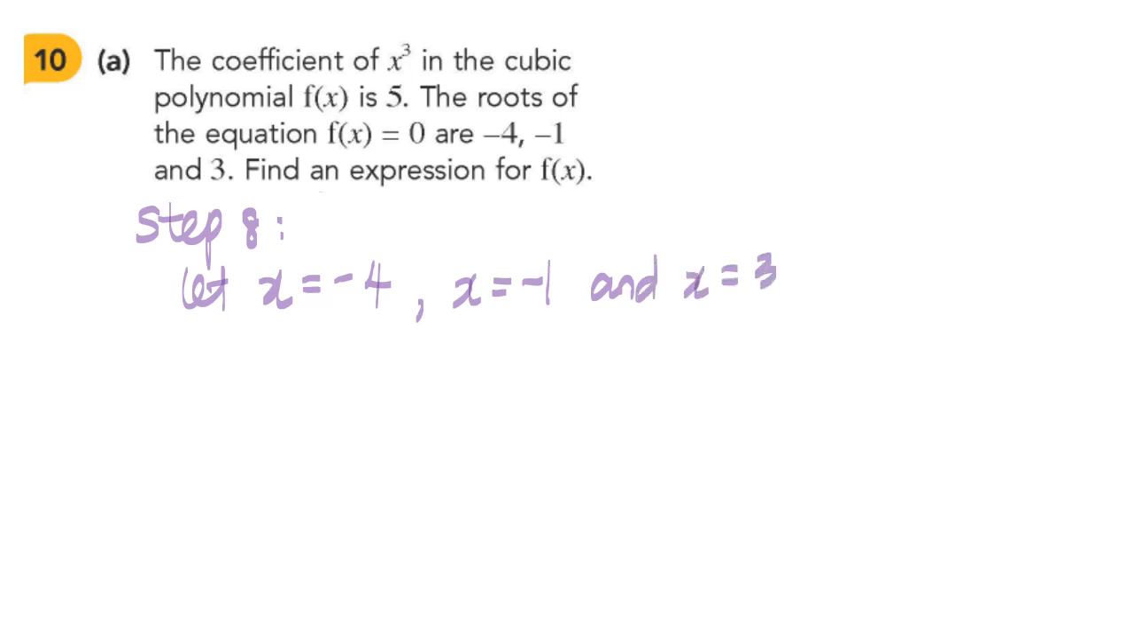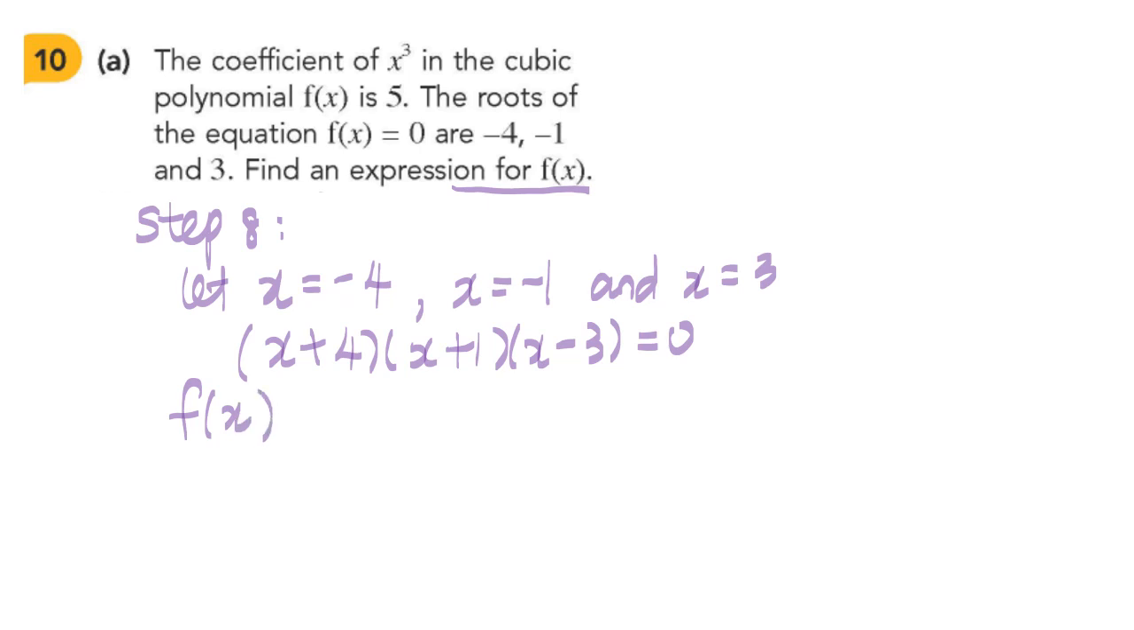Right, then we convert all this into linear factors that will give us x plus 4, x plus 1, and x minus 3 equals to 0. But we're not forming the cubic equation. We're finding the expression for f(x). So therefore, we will write it as f of x equals x plus 4, x plus 1, and x minus 3.